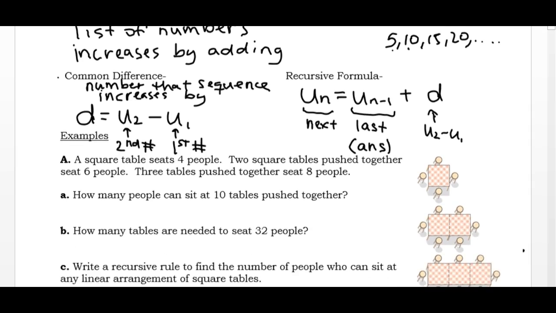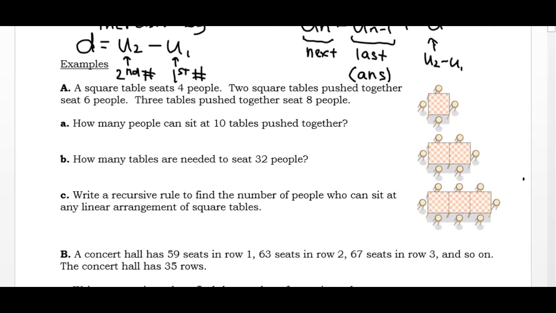So my first example here says a square table seats 4 people, 2 square tables pushed together seats 6 people, 3 square tables pushed together seat 8 people, and so on. I'm going to notate what this is saying in my symbols. My first term is 4, my second term is 6, my third term is 8, and we keep that pattern going. So then the next question is how many people can sit at 10 tables pushed together? So the easiest way to do this is just keep adding 2 over and over and over again.